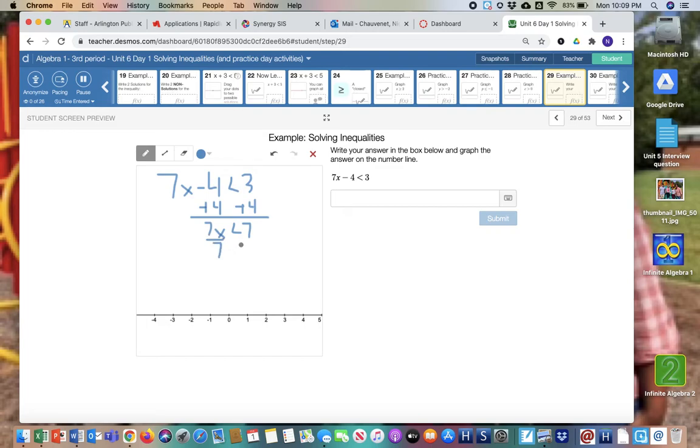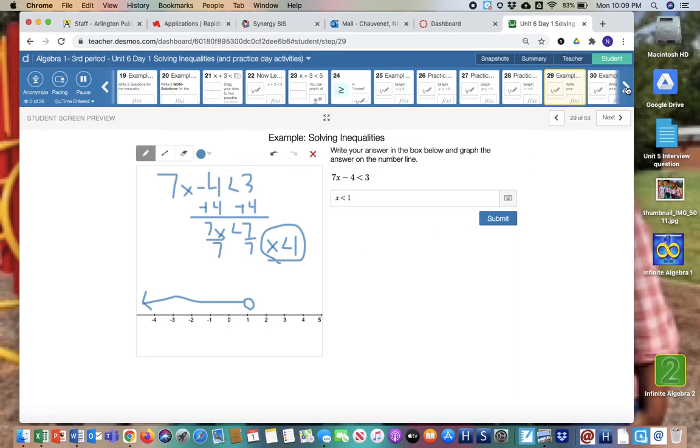That 7 is multiplying by the x. So divide both sides by 7. And we're going to get x is less than 1. So let's type that in our answer choice box. And now let's graph it. Well, we just reviewed, since it doesn't have a line under it, it's going to be an open circle. And it's going to be a less than. So we draw the arrow to the left.